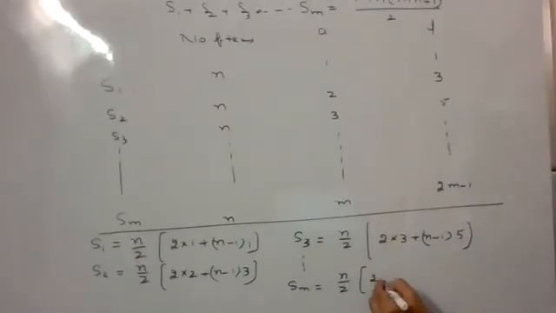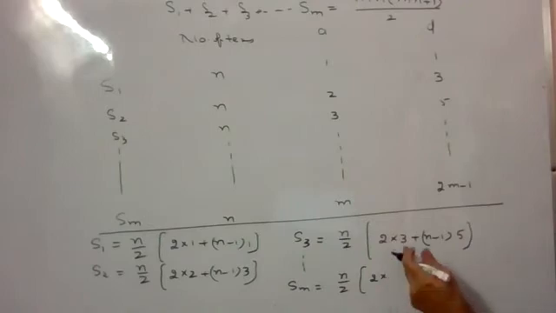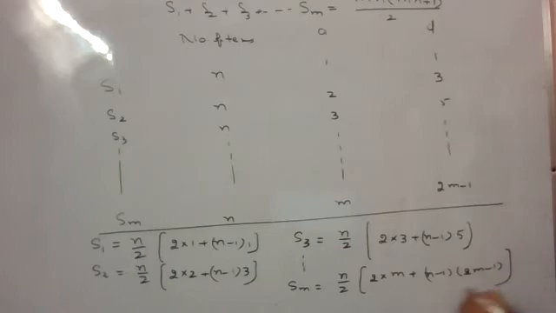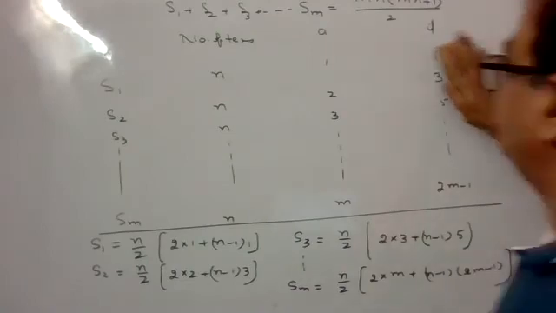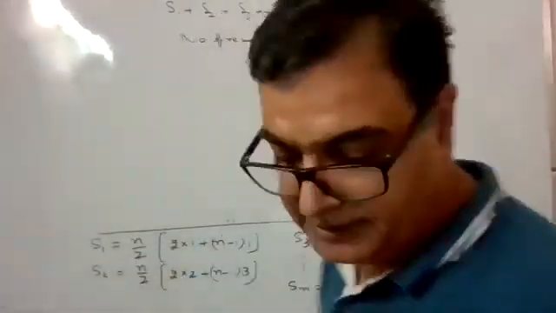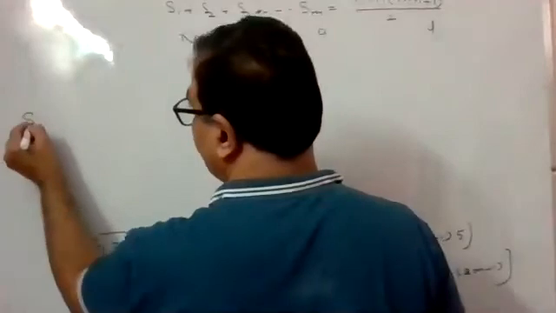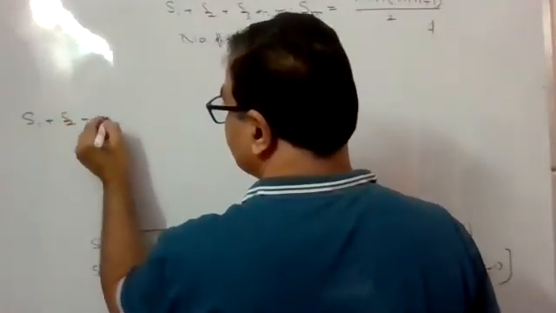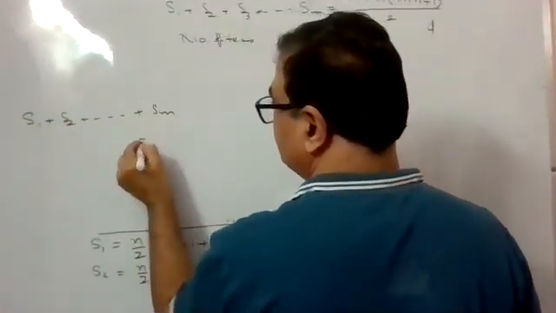And here it will come out to be 2 into m, m is the first term, and then (n minus 1) into d will be 2m minus 1. So the whole term is n by 2 common. Okay, and now they are asking you to find the sum of all. So I just go for the sum of all these APs. So we'll write S1 plus S2 till Sm.